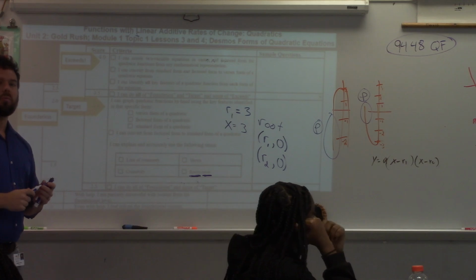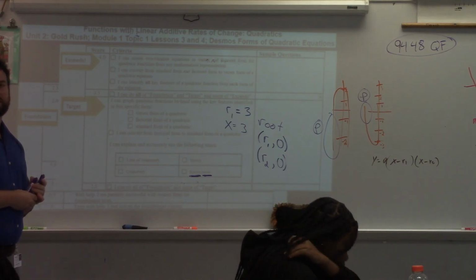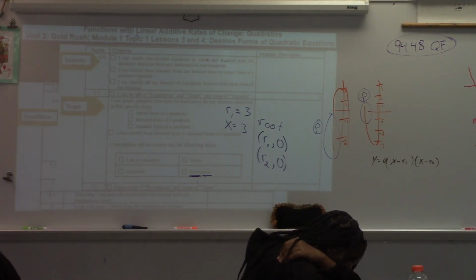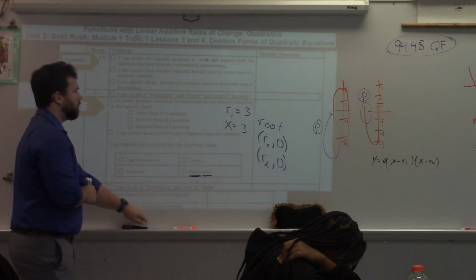We will explore more next unit why there's a difference there, okay? A root is from the expression, the zeros from the equation or for the function. So those are the slight differences, but we'll get there more later.